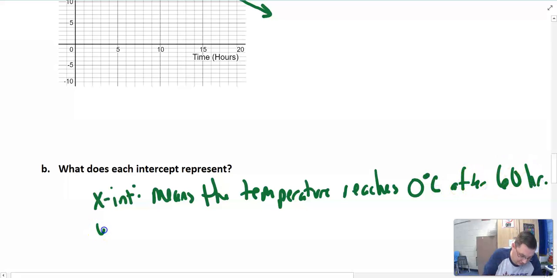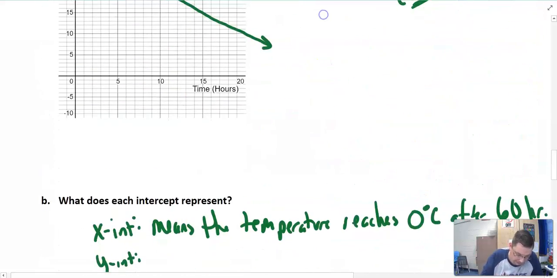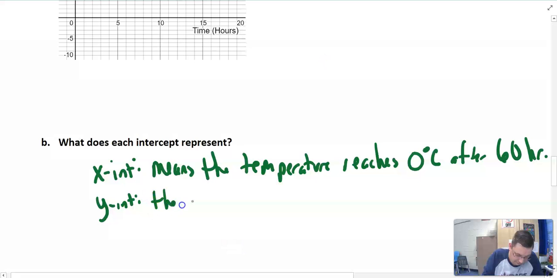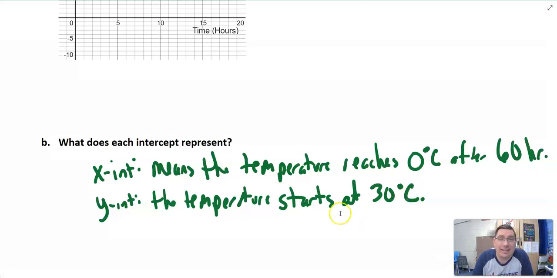The y-intercept, well, we got that it was 0, 30. Well, that means I'm at 0 hours and 30 degrees Celsius. And so we're dealing with the experiment, right? And so the temperature starts at 30 degrees Celsius. That's what those two intercepts mean. Okay? So that's where we're at in this problem.